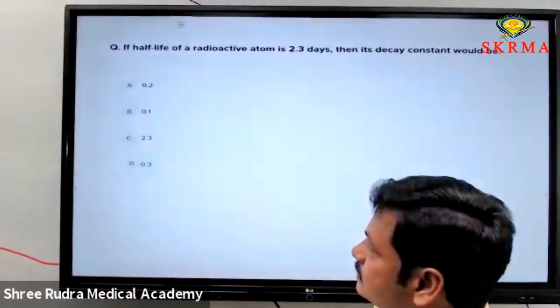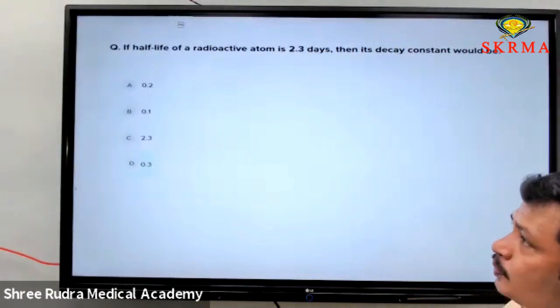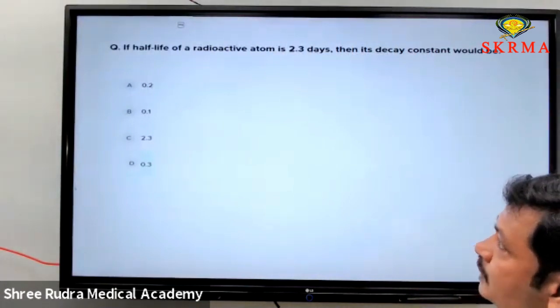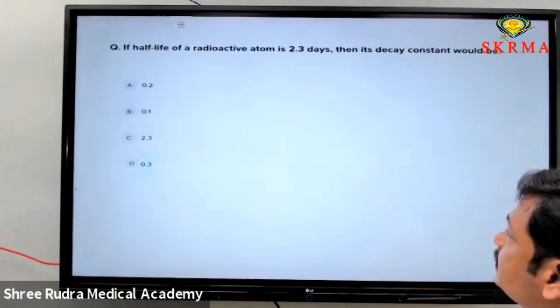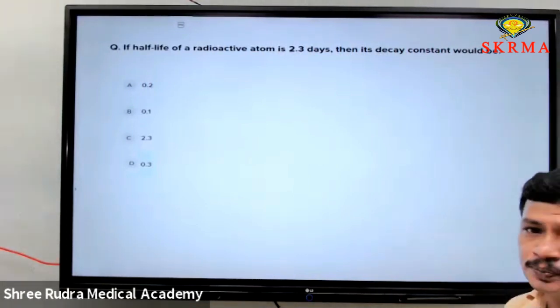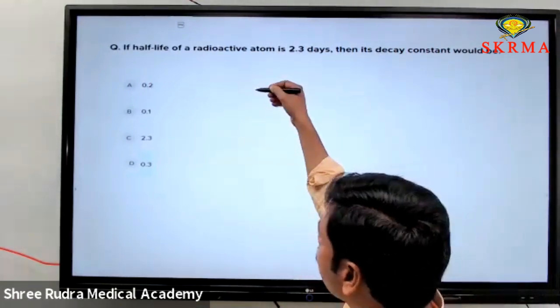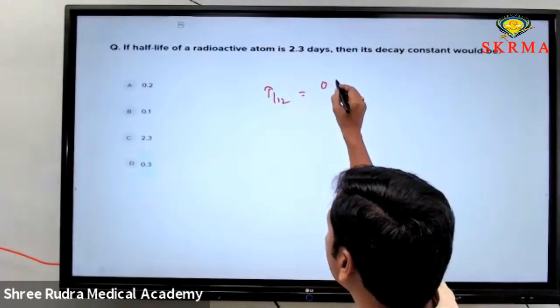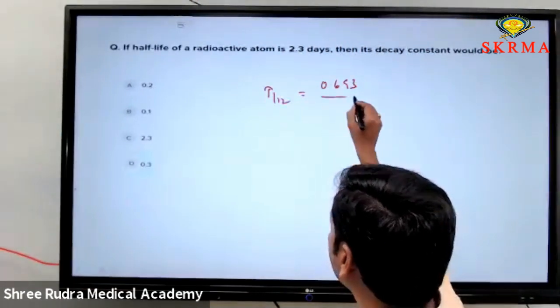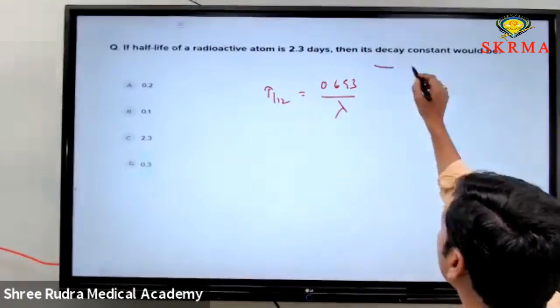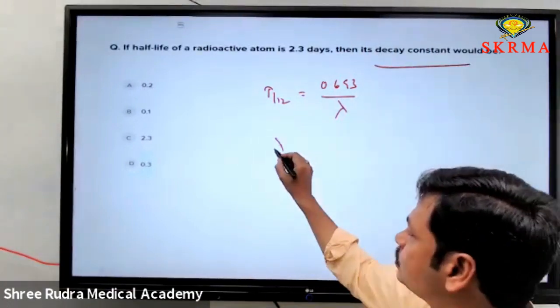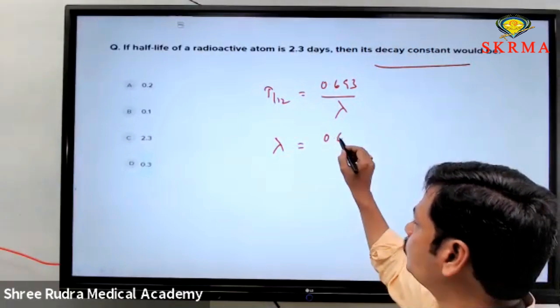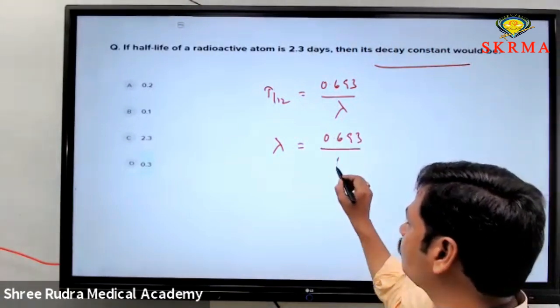The next one is an example problem. The half-life of a radioactive atom is 2.3 days, then the decay constant would be? From the basic equation for t half, we can write t half equals 0.693 by lambda. We have to calculate the decay constant, so rearrange the equation for lambda: lambda equals 0.693 by t half.